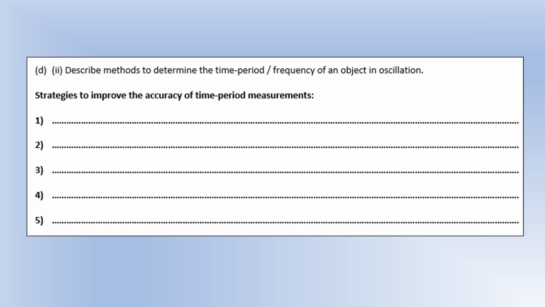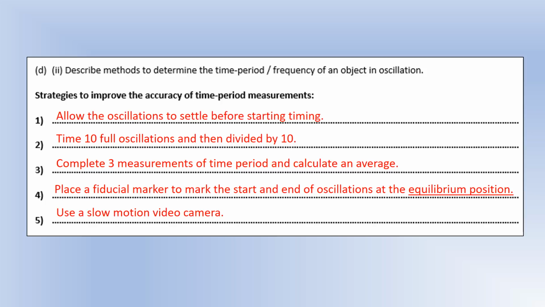Okay, so the thing we're going to end up doing quite a lot in this topic is taking measurements of an object in simple harmonic motion. And just like before, we often measure the time period, and you'll notice the strategies to improve your accuracy are pretty much the same. So we allow it to settle, we time 10 oscillations, we do repeat readings and get an average. The only difference really is where we place the fiducial marker. For circular motion, we placed it at the start of the circular motion. Here we place it at the equilibrium position, because that's the point it's guaranteed to travel past in its motion. But everything else is pretty much the same.